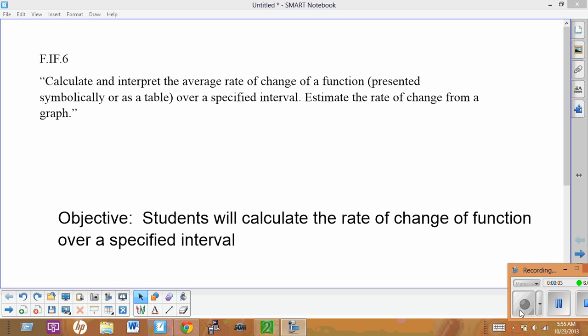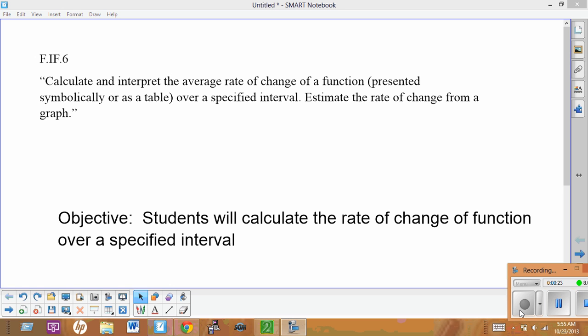Okay, welcome. Today we're going to talk about the rate of change of a function. So go ahead and take your notes out and we'll get going. Remember, you can pause the video to get caught back up or rewind the video to listen to certain sections you may have not gotten the first time. So get your notes out and we will begin.